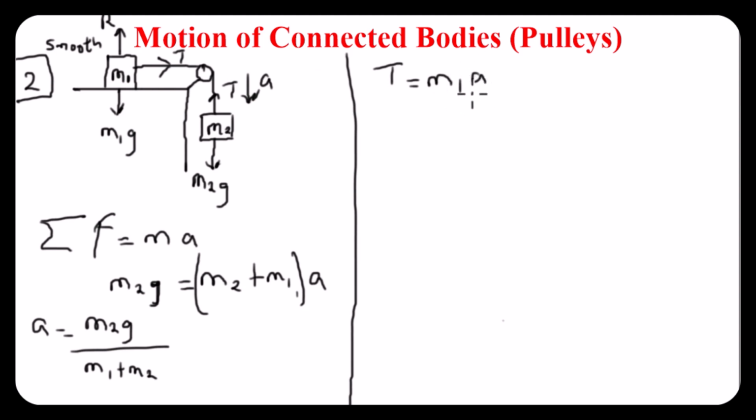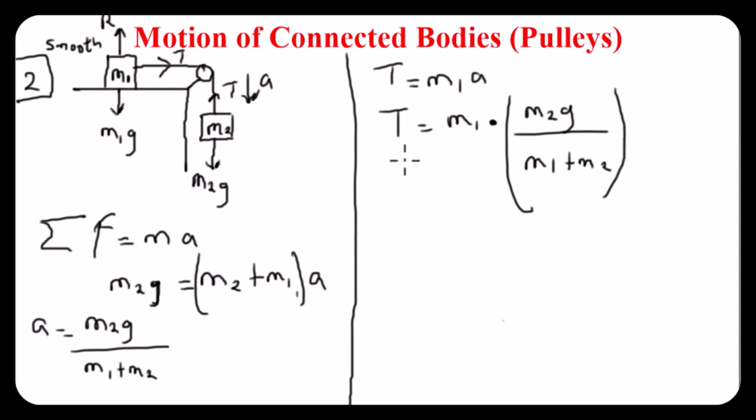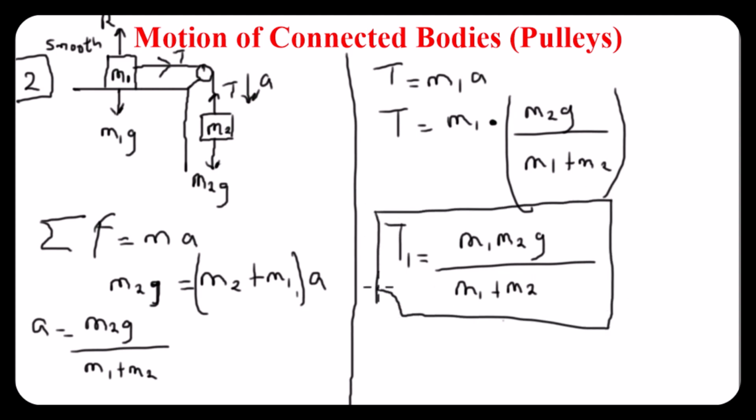Now, since I have an expression for the acceleration, why not just write it inside this equation and derive the formula for the tension? So here we have M1 times M2g divided by M1 plus M2. After multiplying this, the tension will simply be M1M2g divided by M1 plus M2. So this is the formula to calculate the tension in as much as my system is connected in this manner.